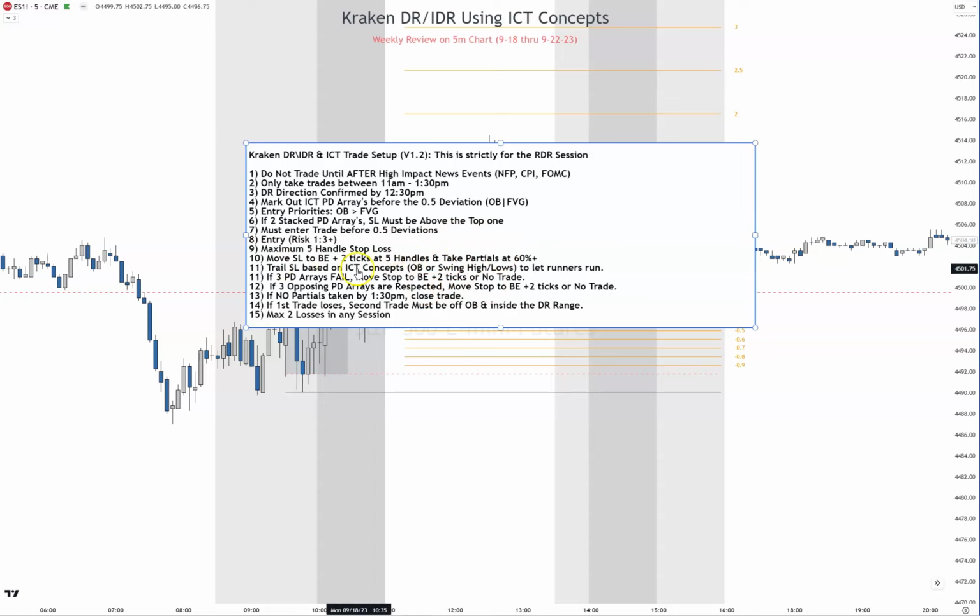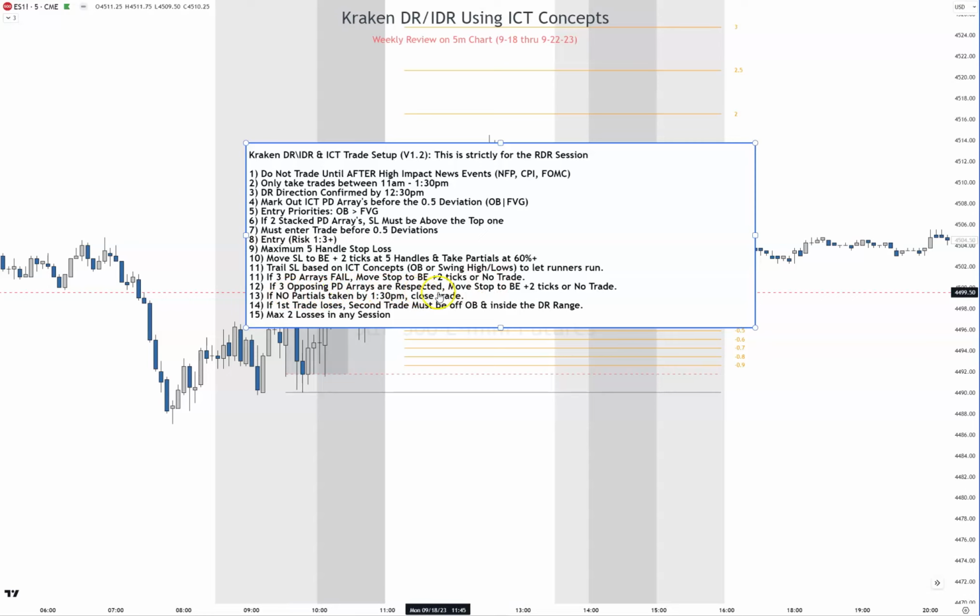Move stop loss to break even plus 2 ticks at 5 handles and take partials at 60%. Trail stop loss based on ICT Concepts, the order block or swing high lows, to let runners run. If 3 PD rays fail, move stop to break even plus 2 ticks or no trade, right? So that's how you get out of a trade, or you protect your position, or you just stop the trade because it could very well be a false day.